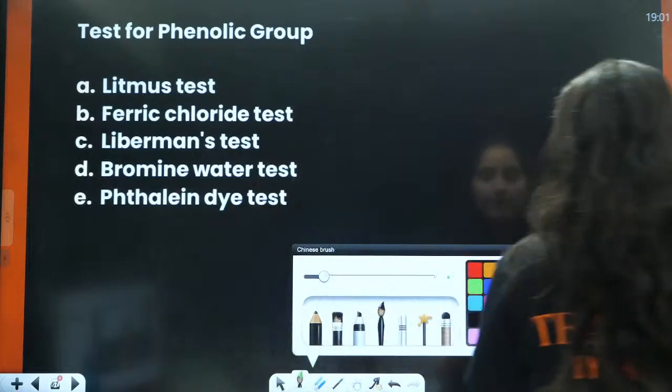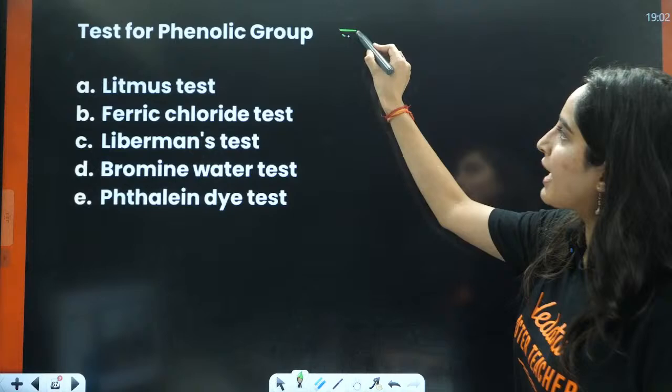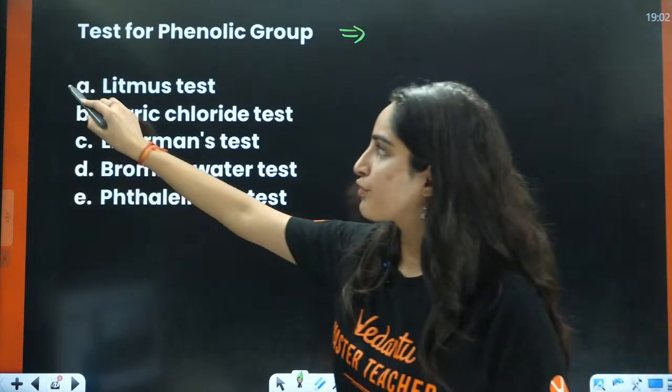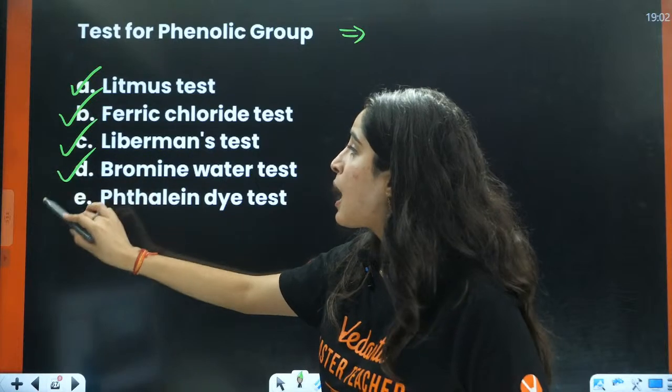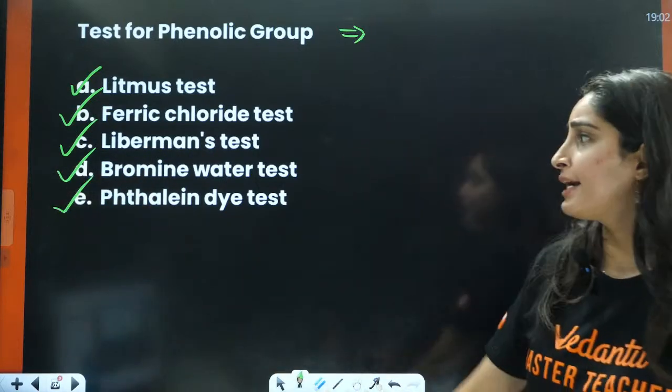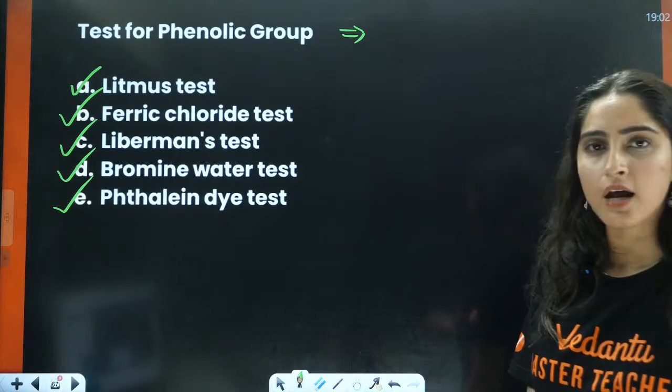Now, next is the test for phenolic groups. Basically, guys, you have these 5 tests of phenolic groups: litmus test, ferric chloride test, Lieberman's test, bromine water test, and phthalein dye test. So, all of the tests are very important.